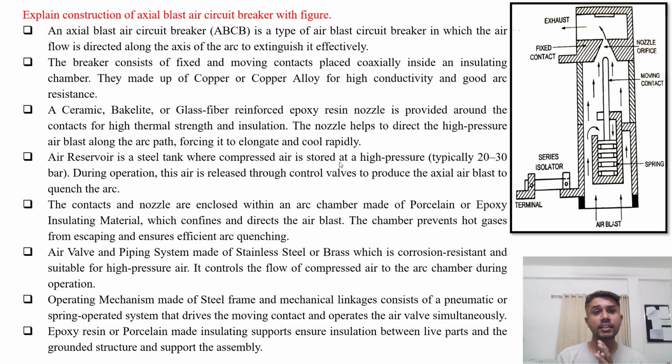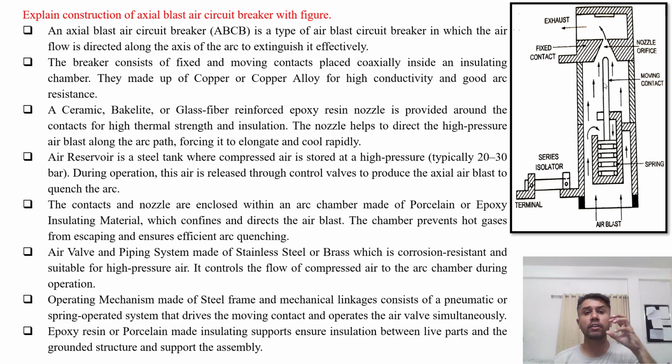The axial blast air circuit breaker is a type of air blast circuit breaker in which the airflow is directed along the axis of the arc to extinguish it effectively. The air blast flows in the direction of the arc to quench it effectively and efficiently. The breaker consists of fixed and moving contacts. This is the fixed contact and this is the moving contact, placed coaxially inside the insulating chamber like this.